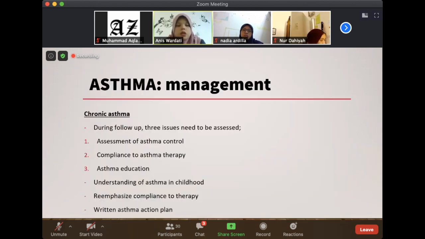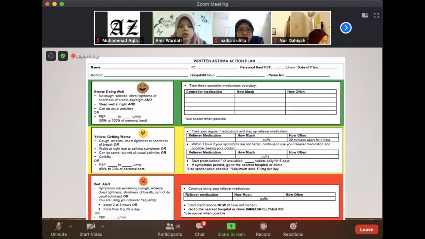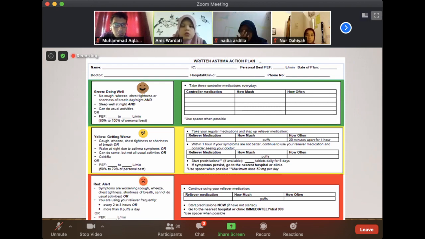So for the asthma education, we need to make them understand about asthma, we emphasize the compliance of therapy, and also give them the written asthma action plan. This written asthma action plan is simply for the doctor to give to them, for them to know the current status of the asthma and what they need to do if there are worsening symptoms. So what they need to do, what they need to take, and when they should go to the clinic or to the hospital, based on this written asthma plan. Basically, the doctor plans with the patient to make small adjustments to their current treatment according to their current status, based on the symptoms as well as the PFR.